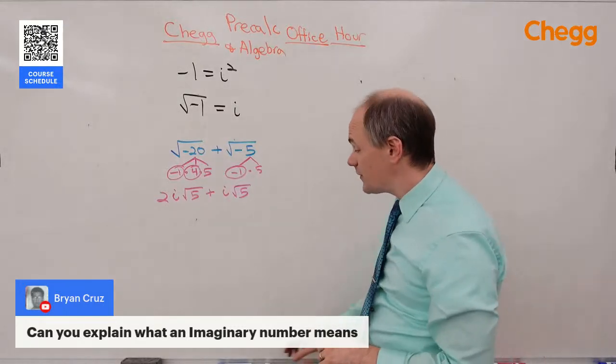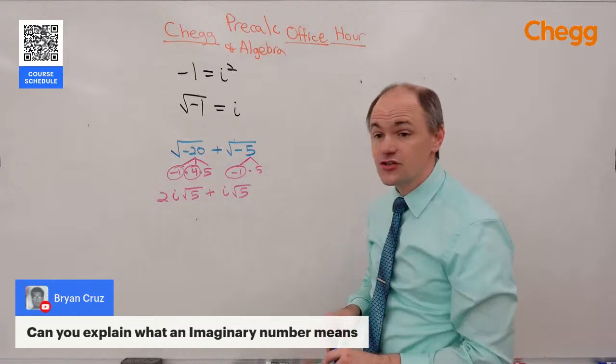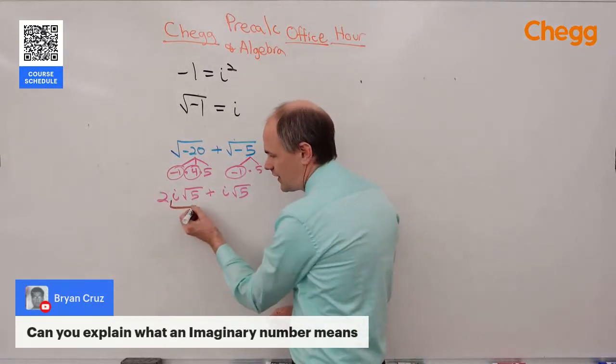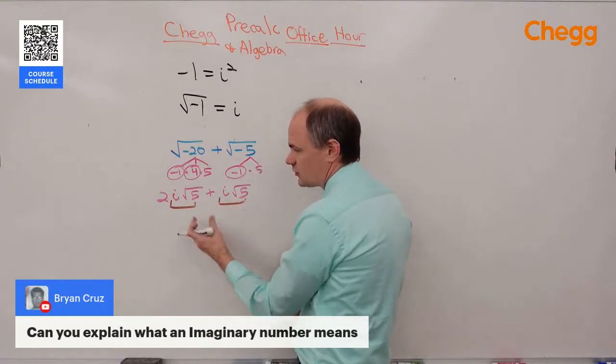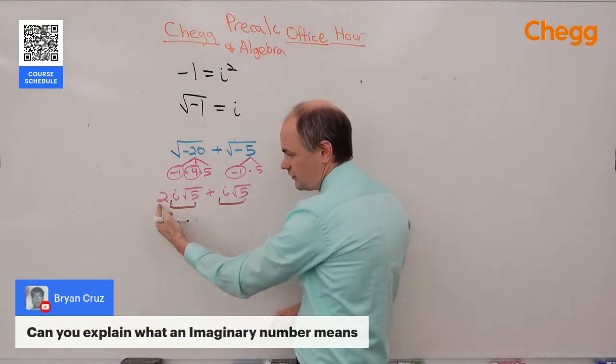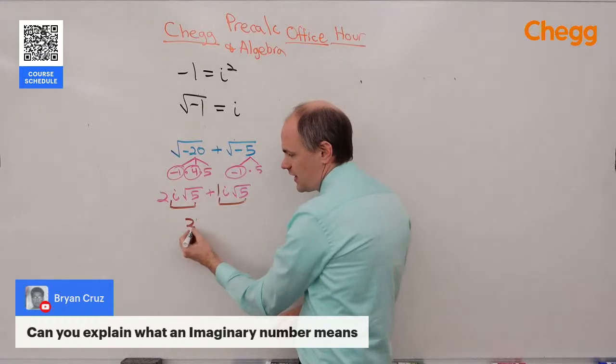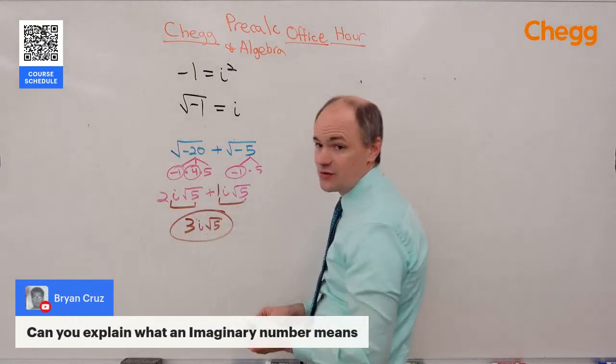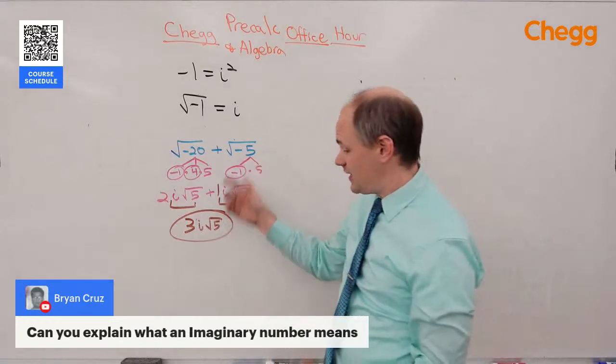But what's nice about what we ended up with is we actually have like terms. We've got i root 5 on both of these, so we can add them together. We had 2 of them, we add 1 more, now we have 3 of these i root 5s, and we have found a solution for adding those together.